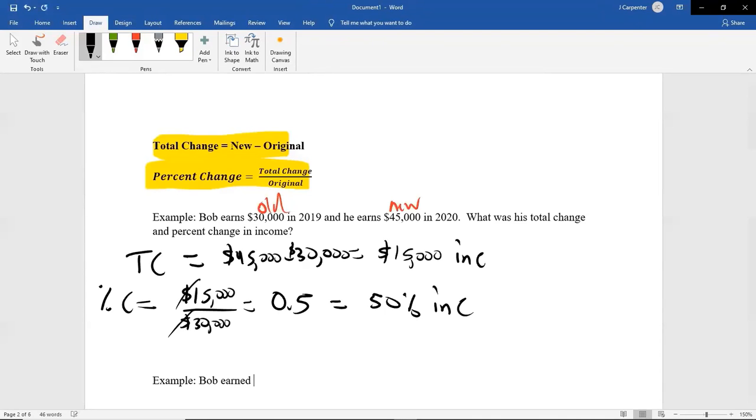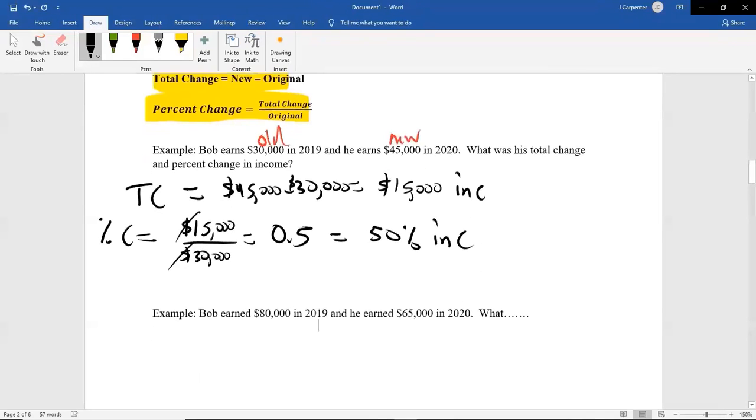So Bob earned, say, $80,000 in 2019. He earned, let's say, $65,000 in 2020. What was his total change and percent change in income? Same question. So this is where we pause 5 to 10 minutes, however long it takes you to get this done, get your answer. Ask yourself if it makes sense. We can always do that as well. And maybe after the first one, it might not make sense or not make sense if you did it right or wrong. But after you do a bunch of these, hopefully the sensibility starts coming to you. So pause.